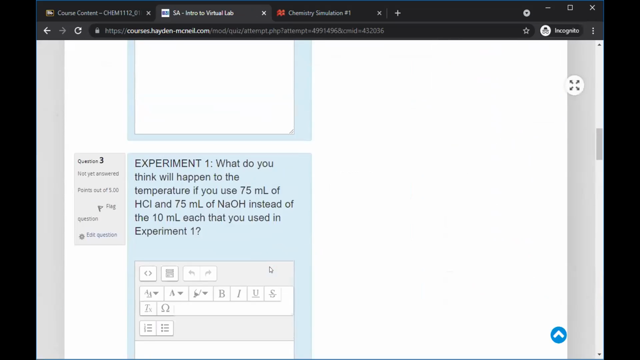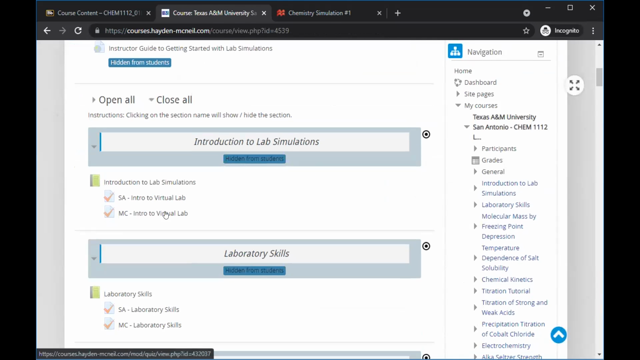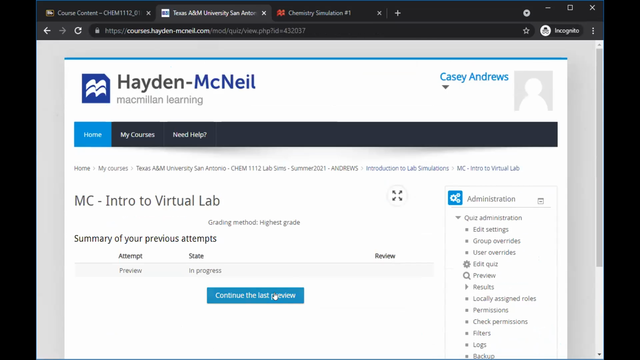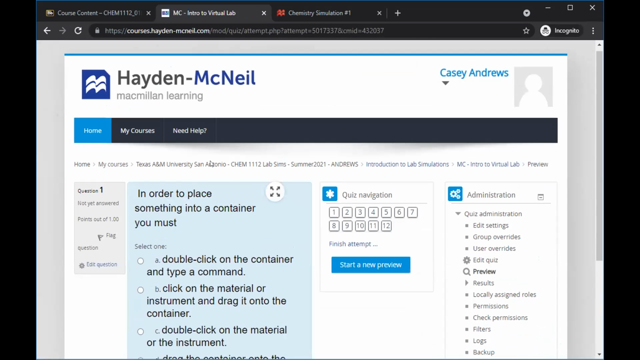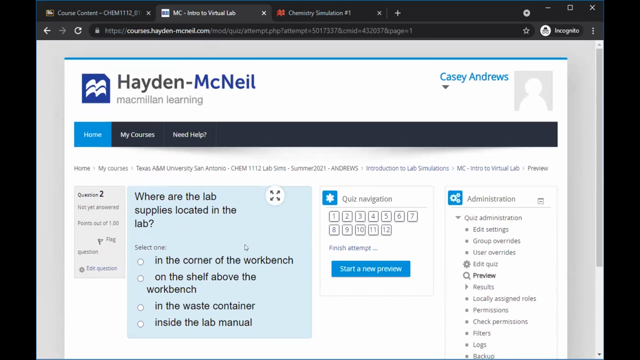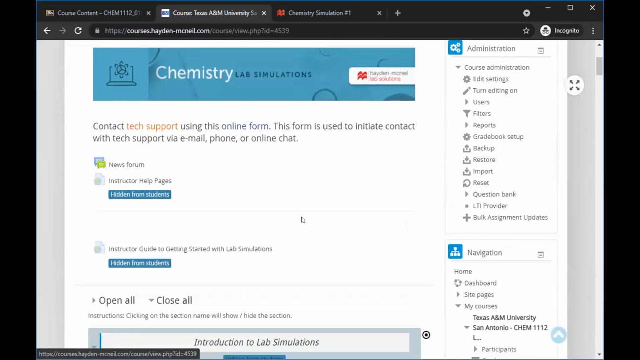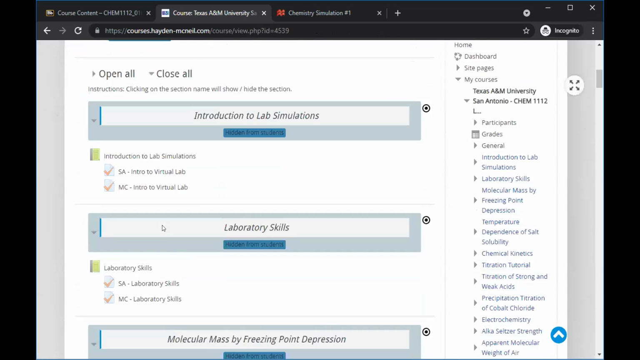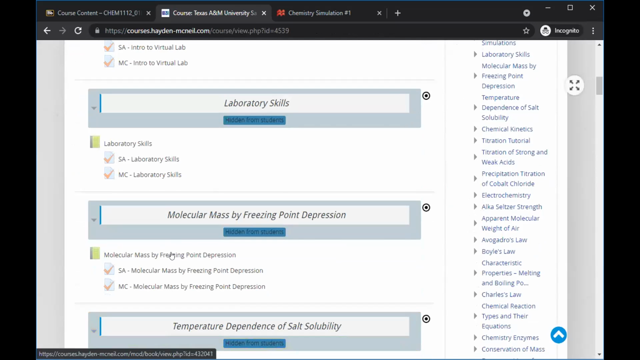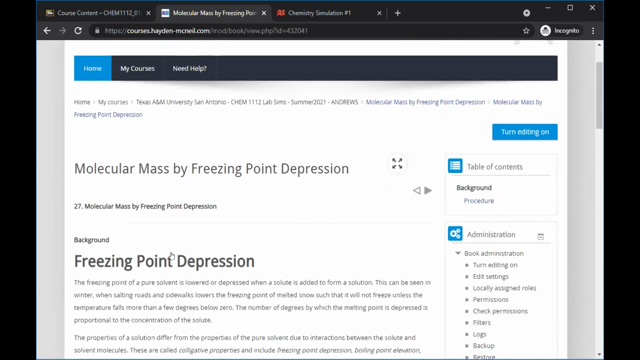And then if we go back, there's also multiple choice that you need to answer. And I'll be grading that as well. These are fairly easy if you do the lab, so nothing too much to worry about. So we're going to do that for lab simulations. We're going to do that for laboratory skills and molecular mass by freezing point depression.